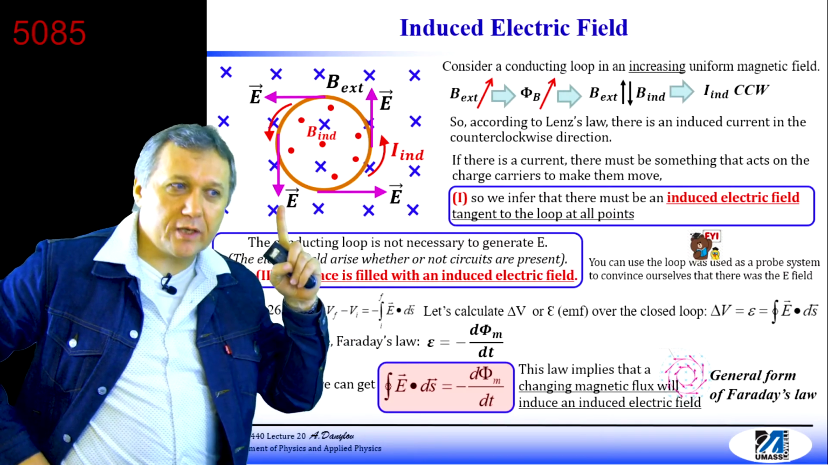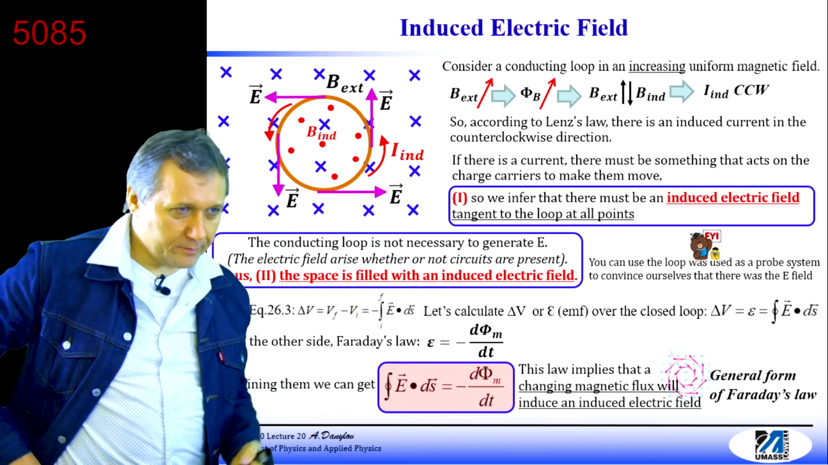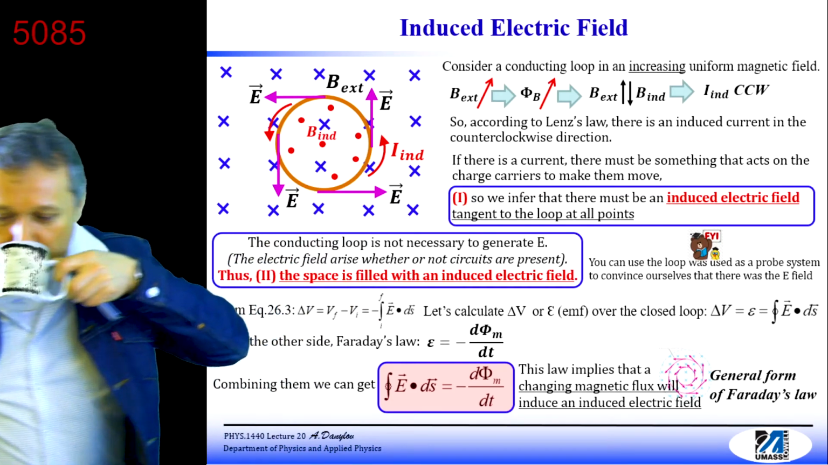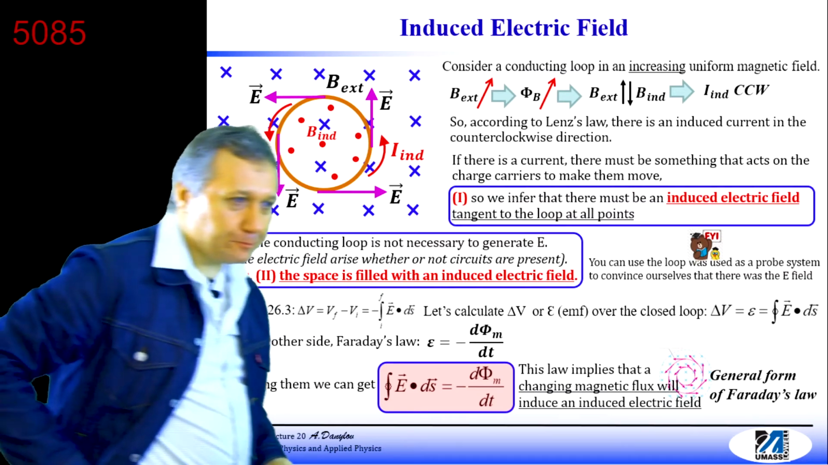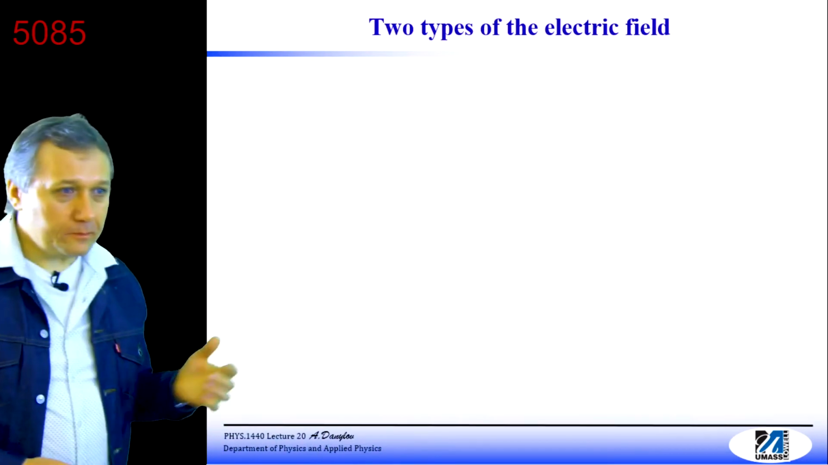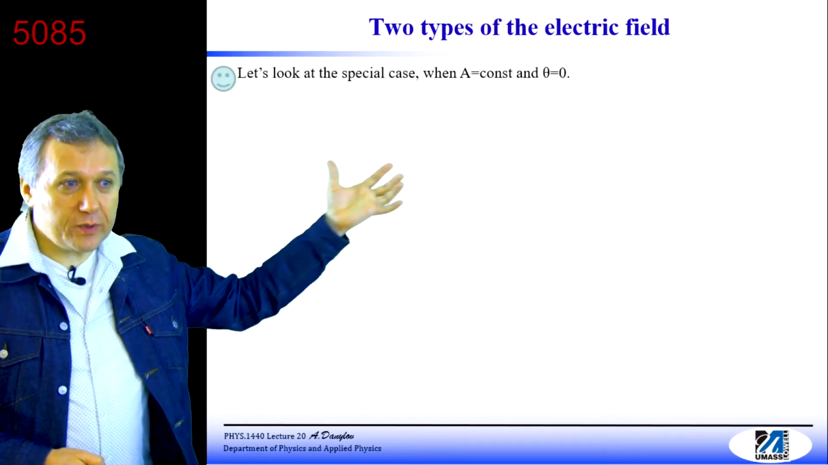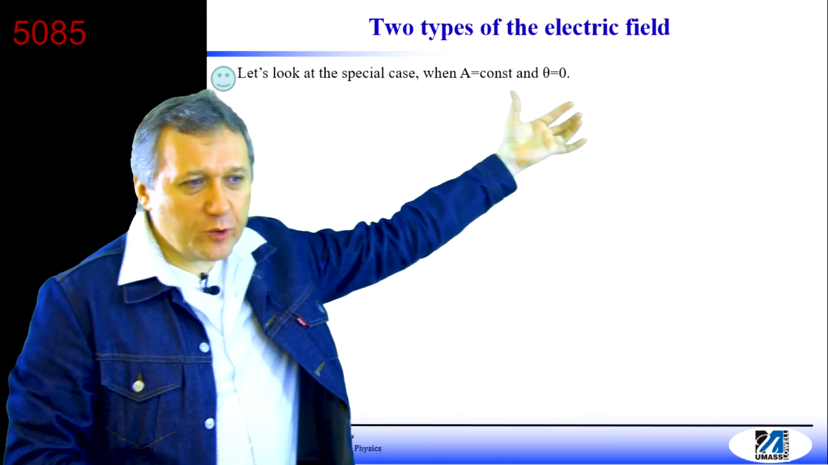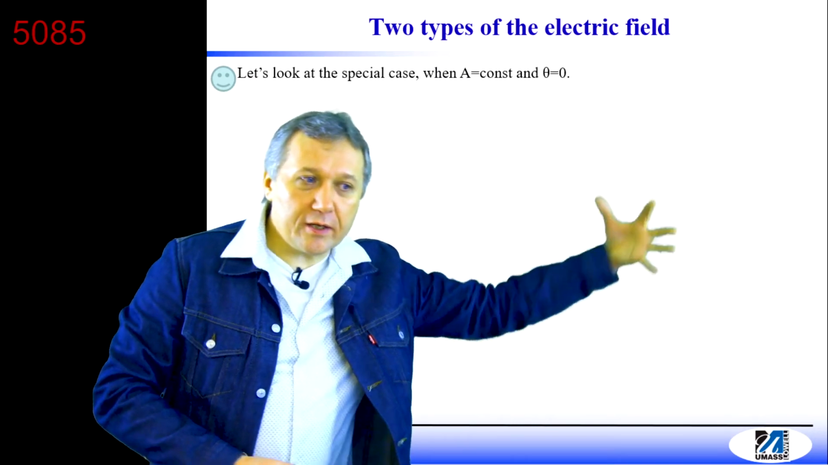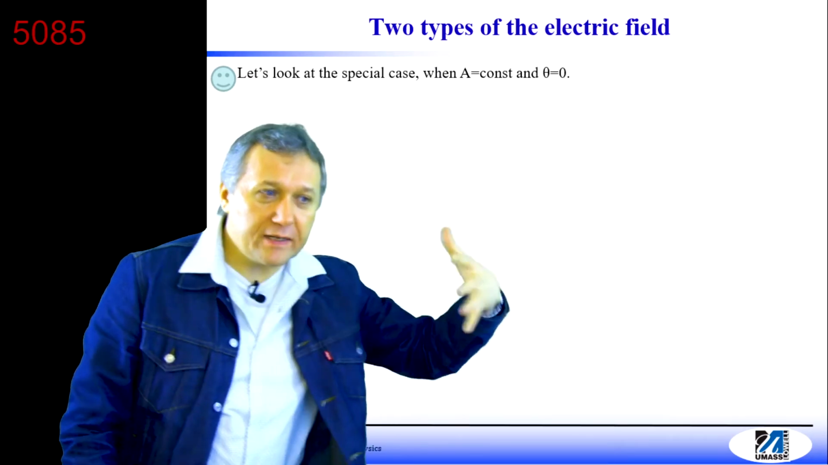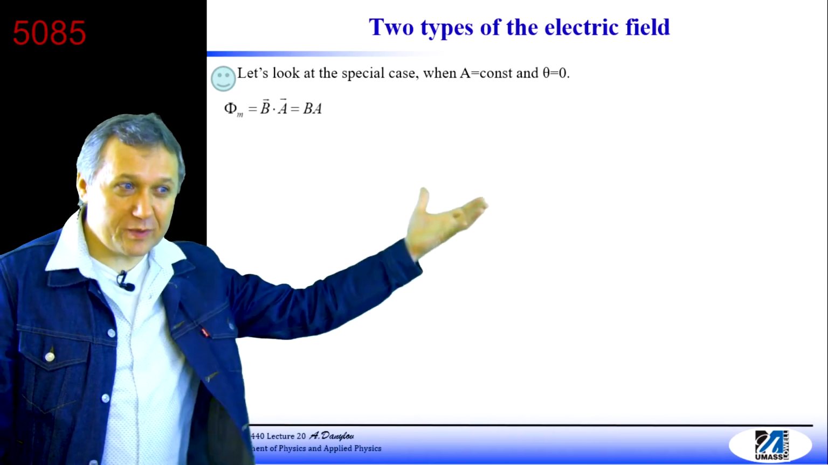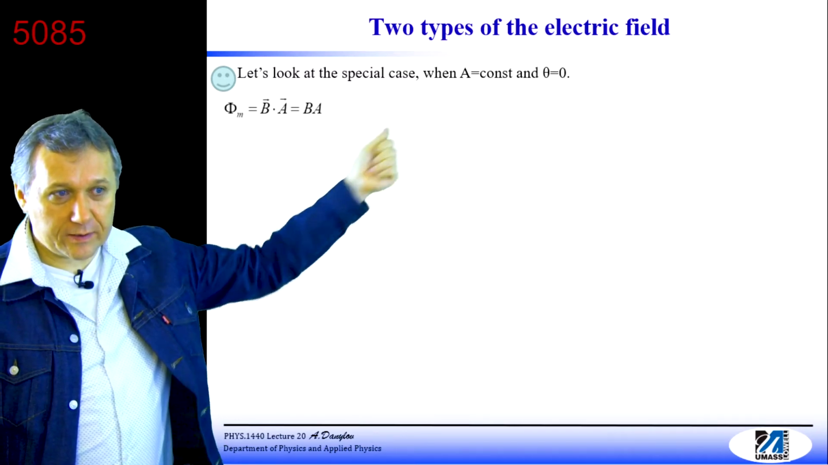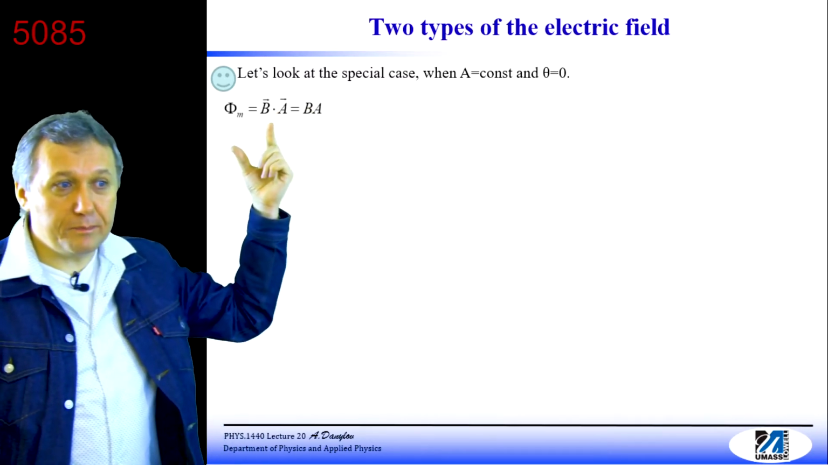In order to get to a tremendous conclusion, let's apply that, assuming that, for example, we apply it for a loop whose area is constant, and let's assume that our angle is 0 in order to take care of the right hand side of the equation, minus d phi over dt. Right? So what will be the flux in that case? Flux is a dot product, and in our case, if area is constant and angle is 0, it will be equal to B times A.